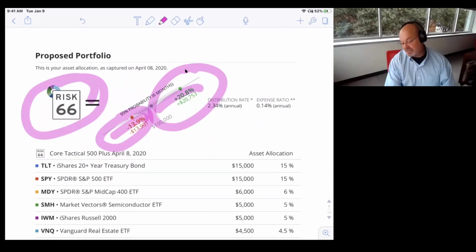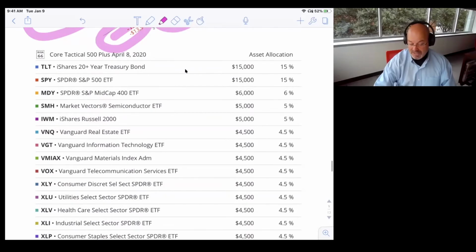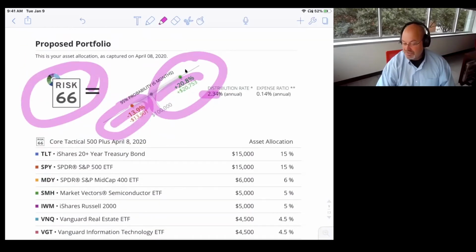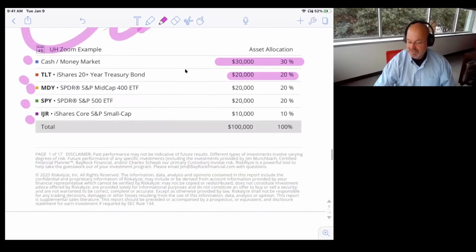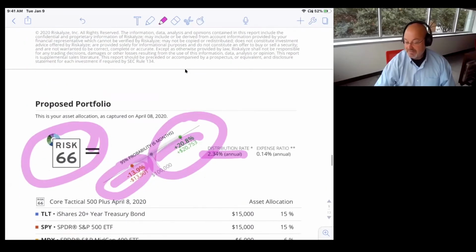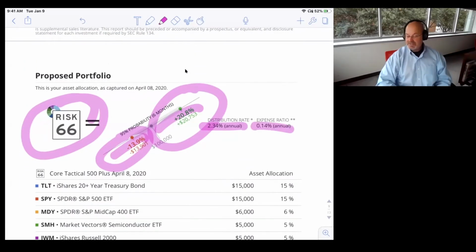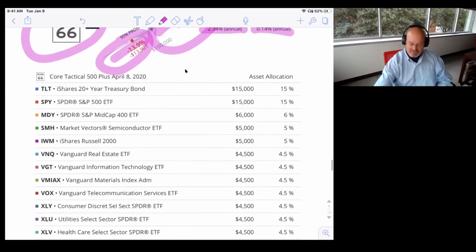Now look at the distribution. And again, these are all ETFs, and the distribution is 2.34% instead of 1.4%. And then the expense ratio is a little bit higher, but it's not that high. So that's how I would analyze a portfolio to make recommendations. And I could talk about each one of these holdings.